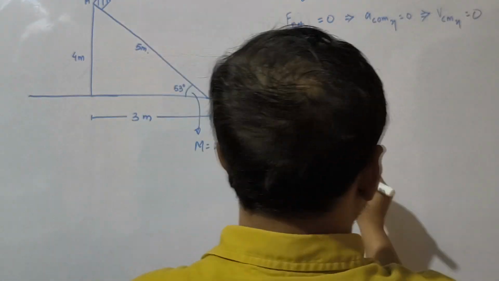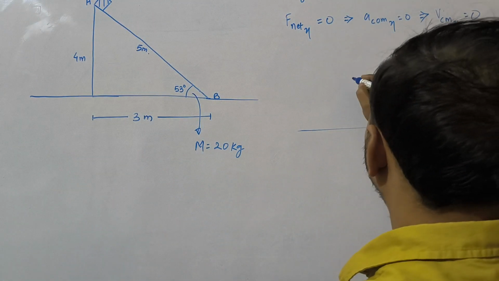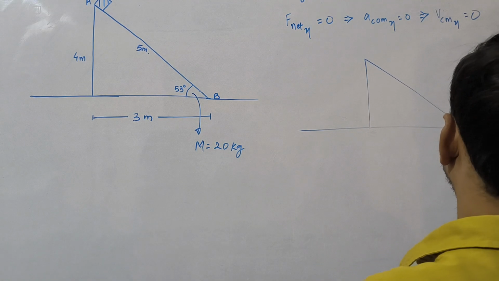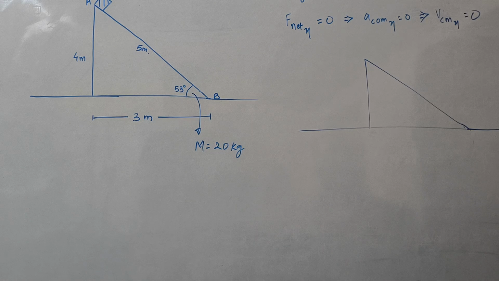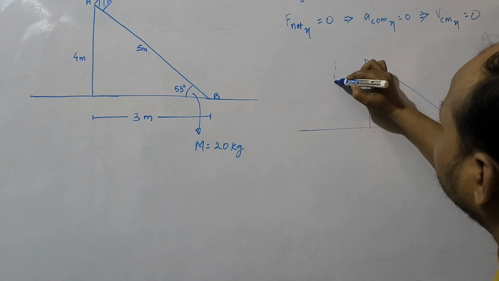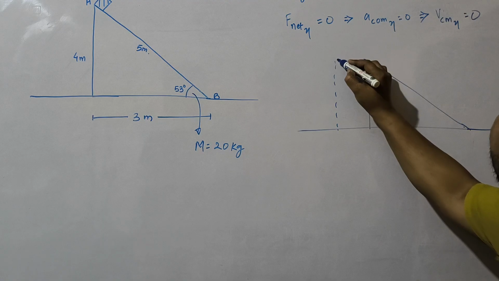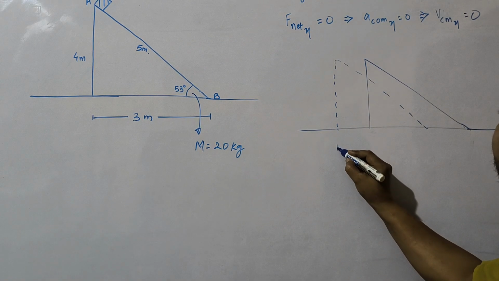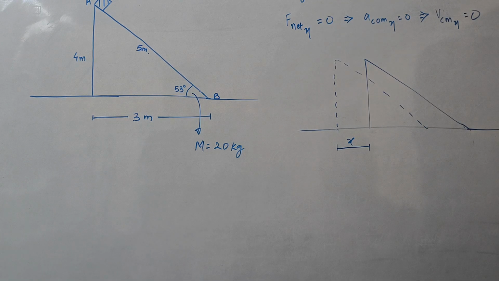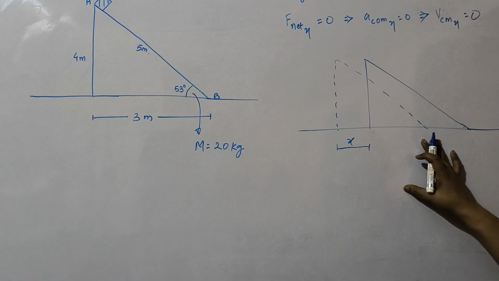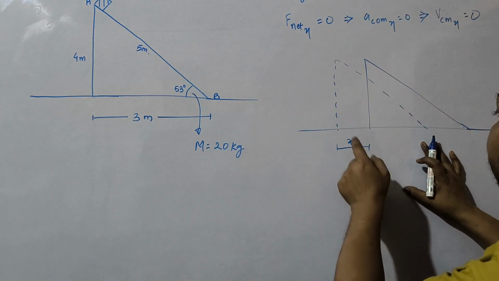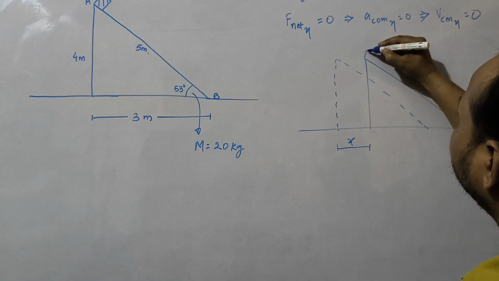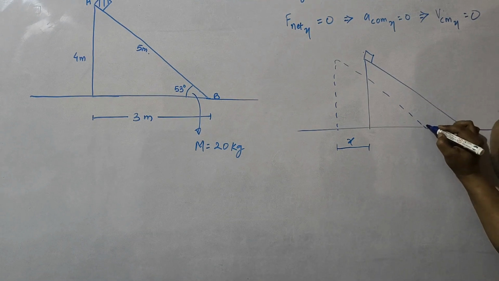So let's draw here. Let's say initially the condition was like this. Now let's say the wedge has shifted to this position. So let's say the wedge has shifted by x. Now if the wedge has shifted x distance, the block, here is the block, has to come here.